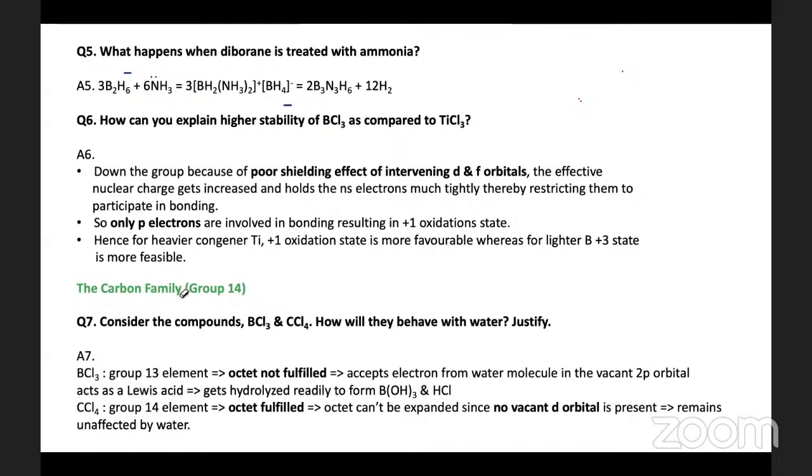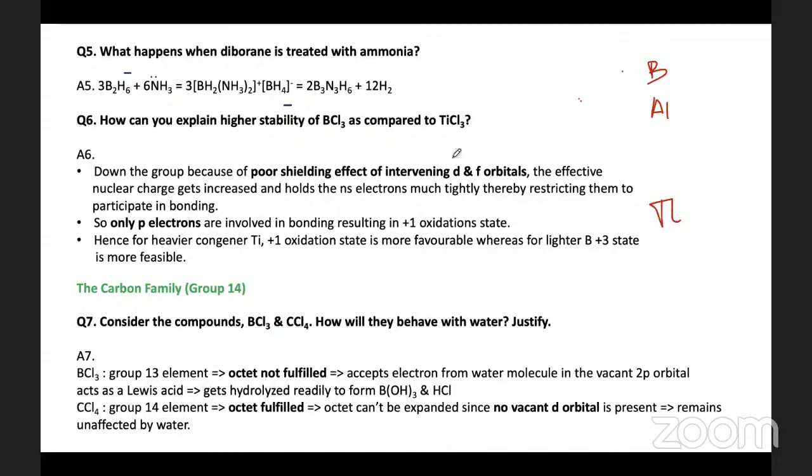So what is the case? Let me show you with a specific example. First one is boron. Now we have aluminium. Now we have gallium, indium, and in the last we have thallium.